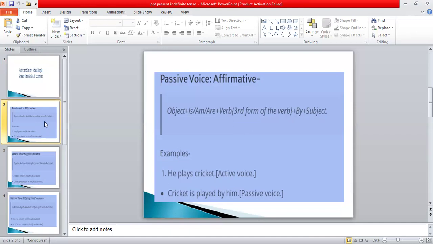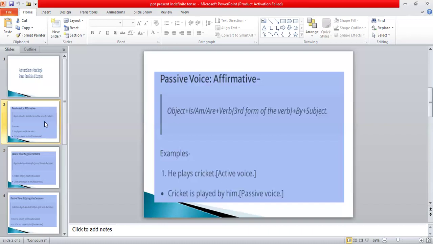But whenever we have to change an active voice into passive voice, the first thing which is important: why is it called passive voice? Because in the passive sentence, the subject becomes passive. This is the reason that the subject goes at the end of the sentence and the object of the active sentence becomes active.